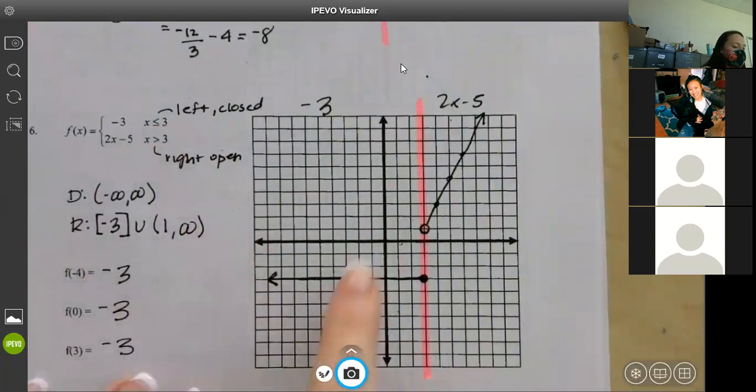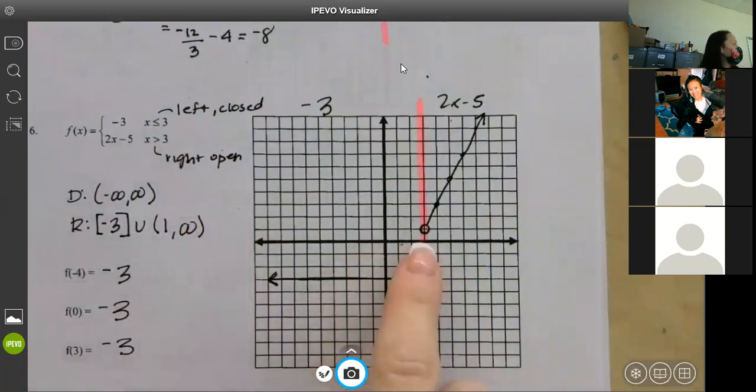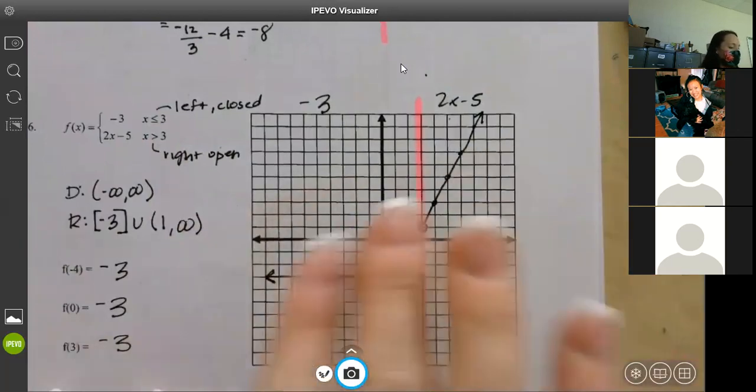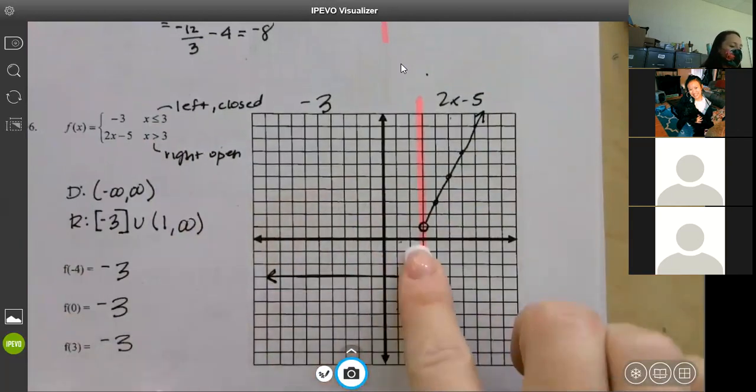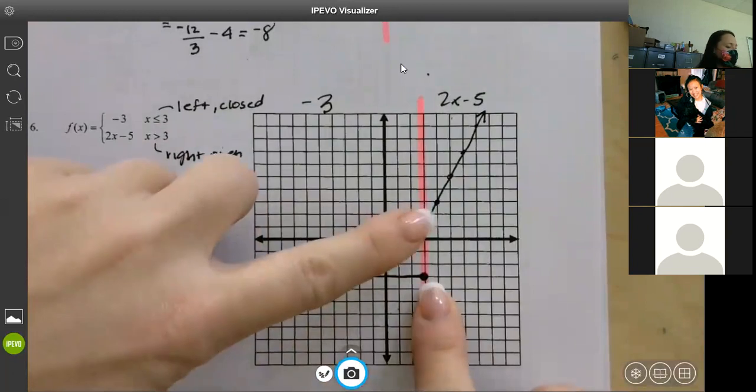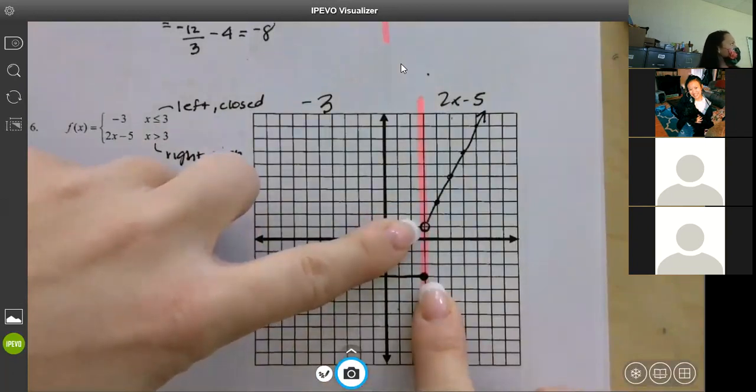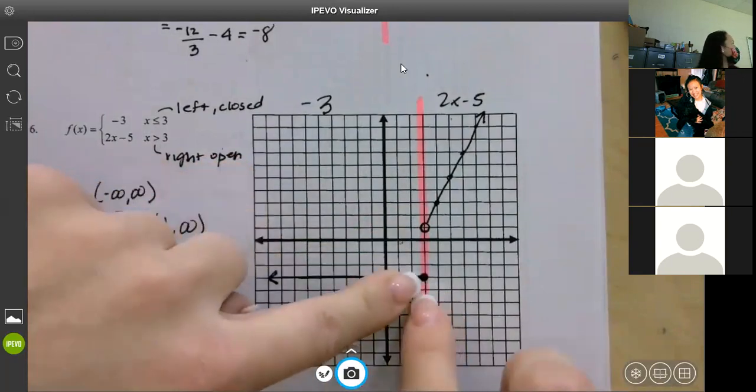Look at this one more time. If you're trying to evaluate, because you might have this on your final exam and they just give you a graph and they say, what is f of 3? We go to 3 and we see 2 points. This one doesn't count because it's open, so it doesn't really exist. It's not really there. So we would use the negative 3.